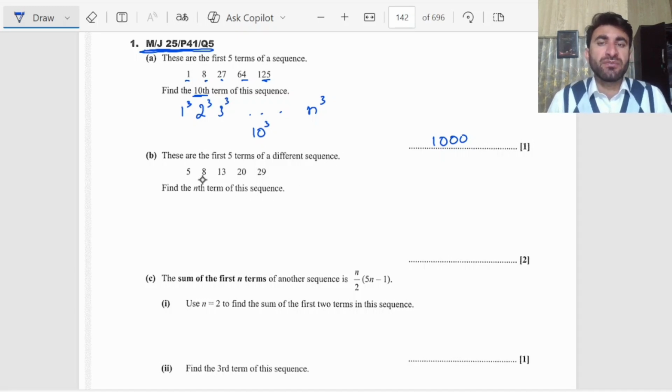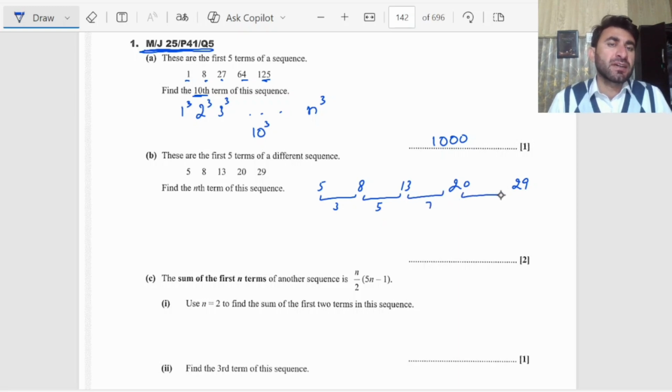The terms are 5, 8, 13, 20 and 29. Find the nth term of this sequence. So as we can see that it is a sequence with terms 5, 8, 13, 20 and 29. So first we will find the difference sequence. 8 minus 5 is 3, then 13 minus 8 is 5, 20 minus 13 is 7, and 29 minus 20 is 9. So we can see that the first difference sequence is not constant.